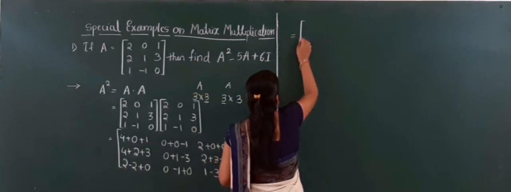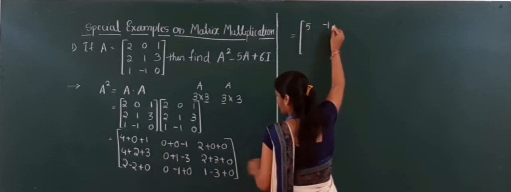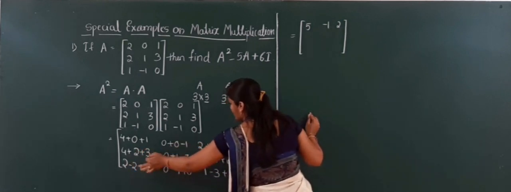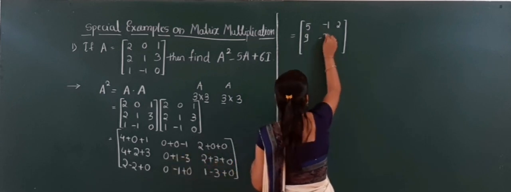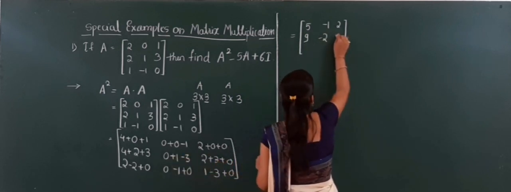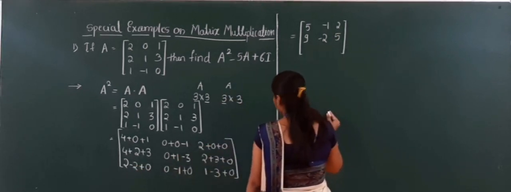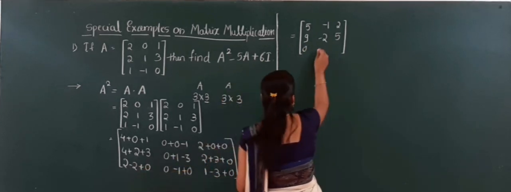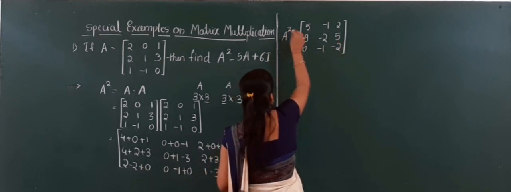So we will solve the elements. What will you get? 5, minus 1, 2. Next, 4 plus 2 plus 3 is 9, minus 2, and here 5. And here 2 minus 2, 0. Next, minus 1 and here minus 2. So this is our A square value.